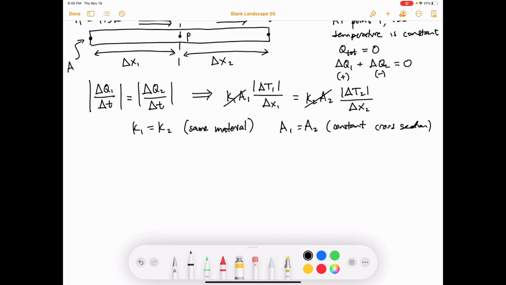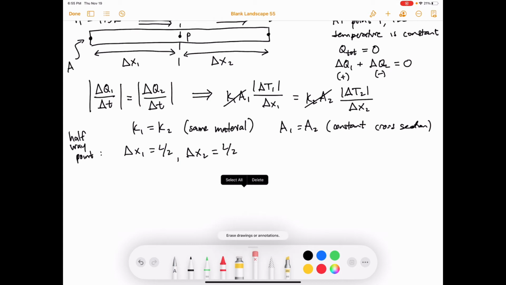The next thing we can notice is that if we're talking about the halfway point, then delta x1 is L over 2. And by the same token, delta x2 is L over 2, half the length of the rod in either direction. So let's plug that into our equation. We have delta T1, so that's going to be T1 minus TP divided by delta x1, which is L over 2.